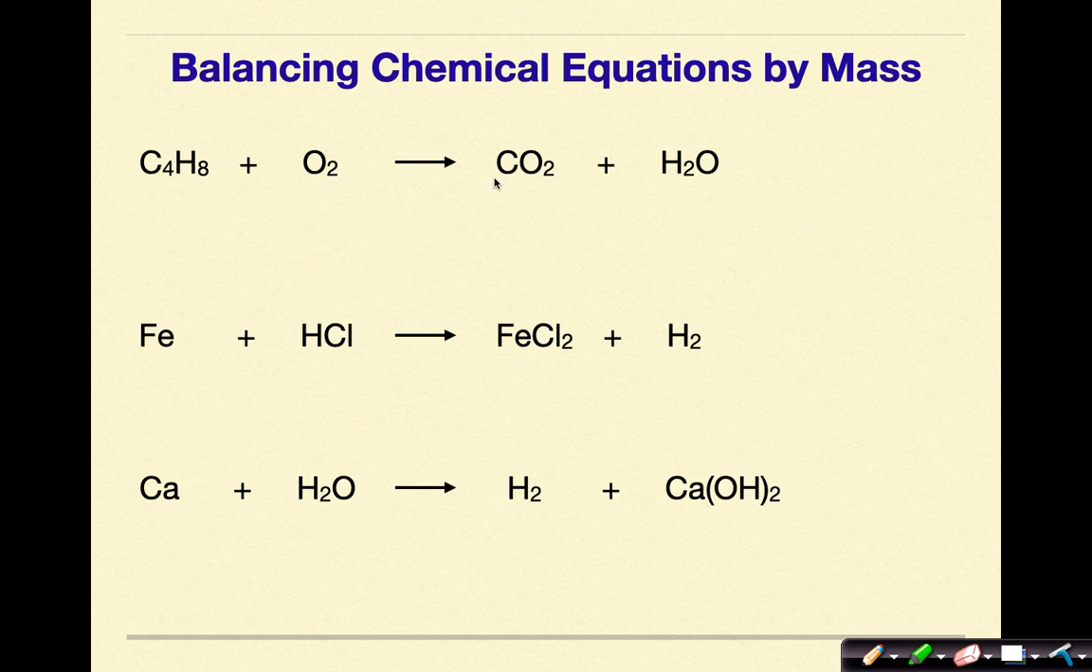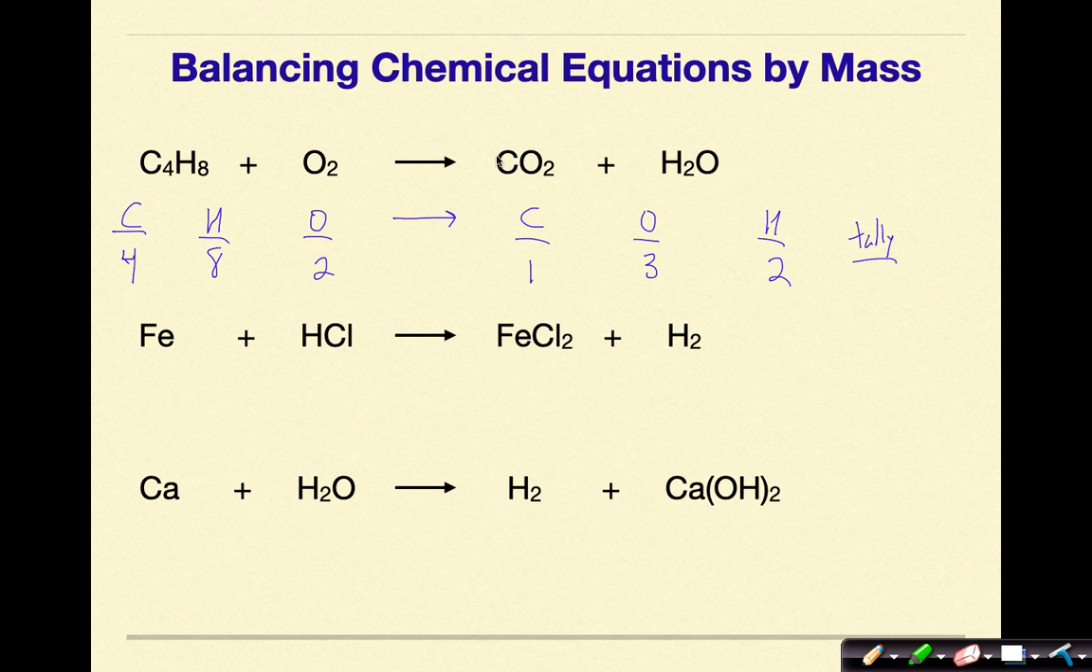C4H8 plus O2 produces CO2 and H2O. Let's use the tally method on this problem. Assuming coefficients of 1, we have... Okay, let's double check our tally here. 4 carbons, 8 hydrogens, 2 oxygens on the left, 1 carbon, 2 plus 1 or 3 oxygens, and finally 2 hydrogens on the right side in our tally.